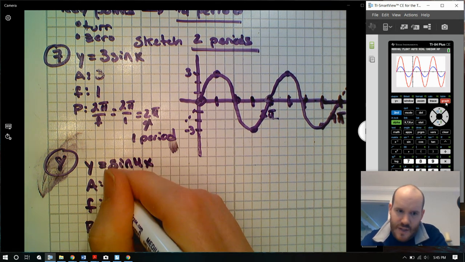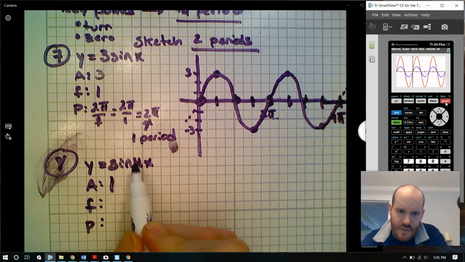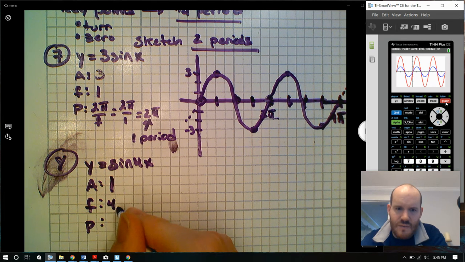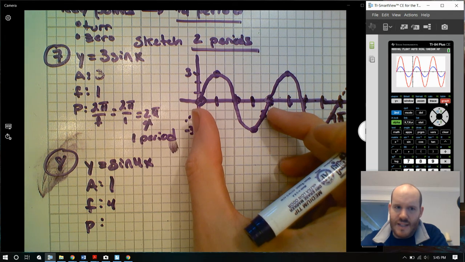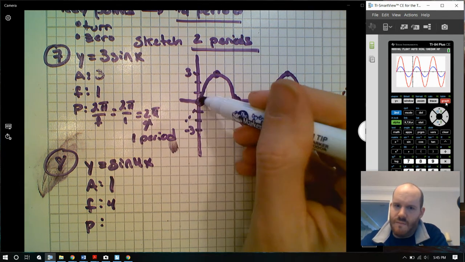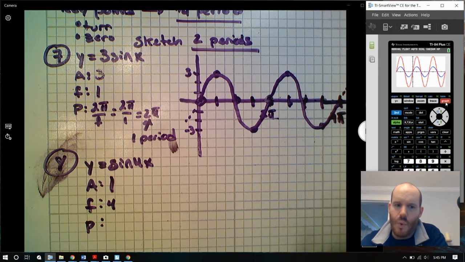The amplitude now, that coefficient is 1. The frequency, the coefficient of x, is now 4. And what that means is that this graph is 4 times more frequent. So in this same distance of 2 pi that this graph went, which had a frequency of 1, this graph should now complete 4 cycles. So it's completing this more frequently.